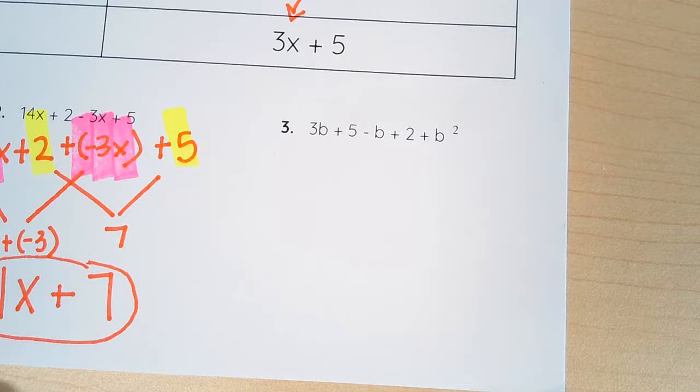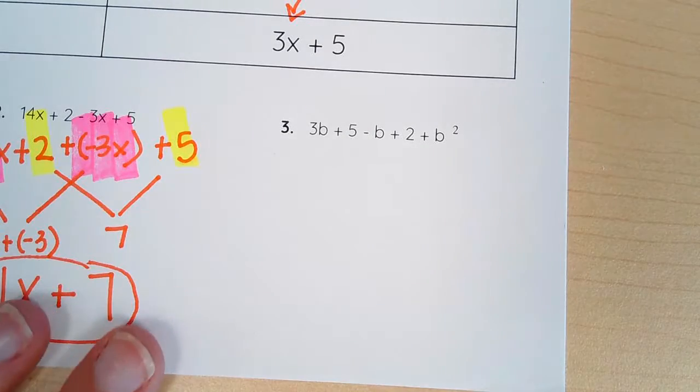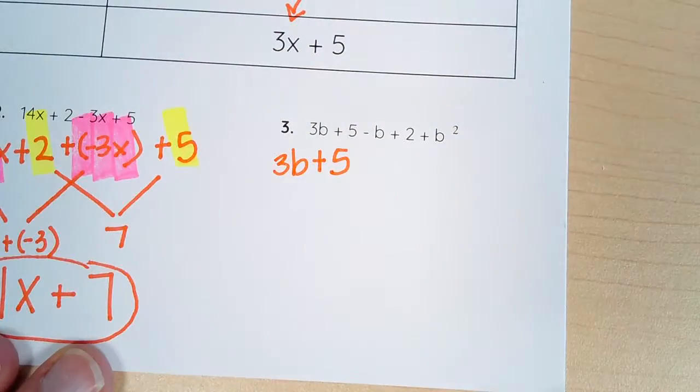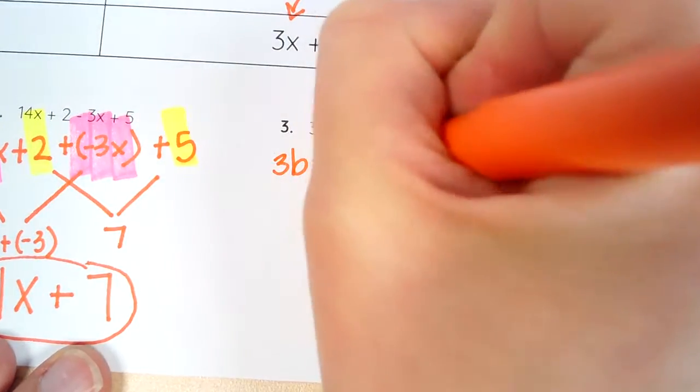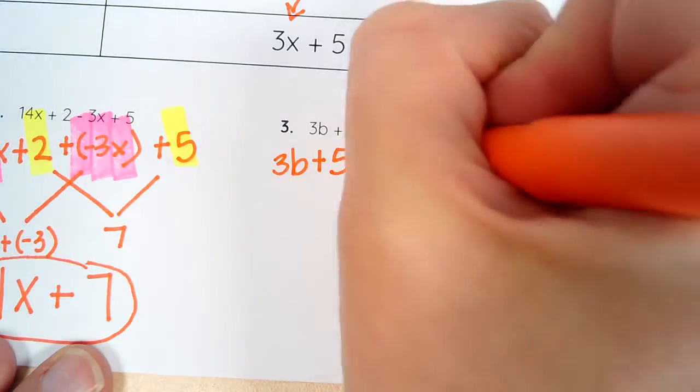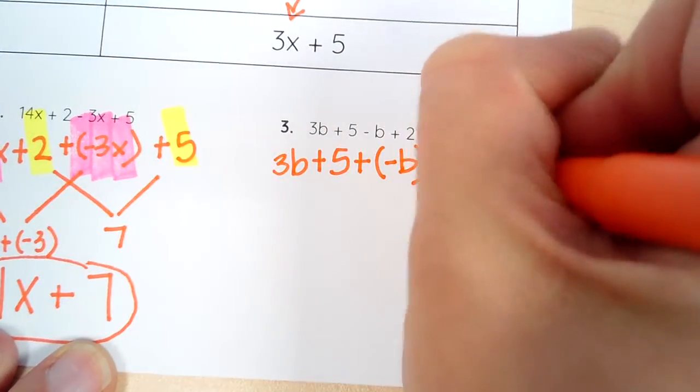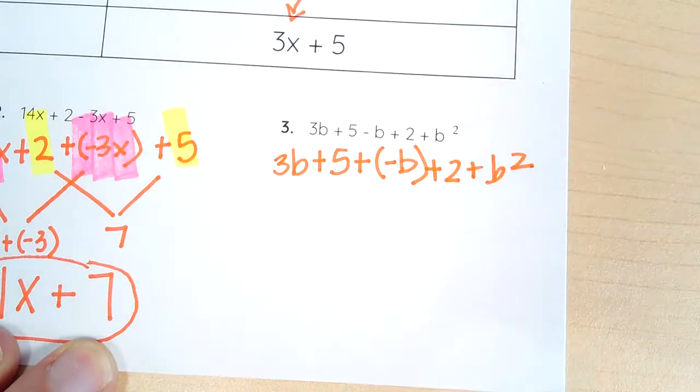How would I rewrite this expression? Well, I would start with my 3b plus 5 staying the same. My subtraction would turn to addition, and I would need to take that negative b. Plus 2 plus b squared.